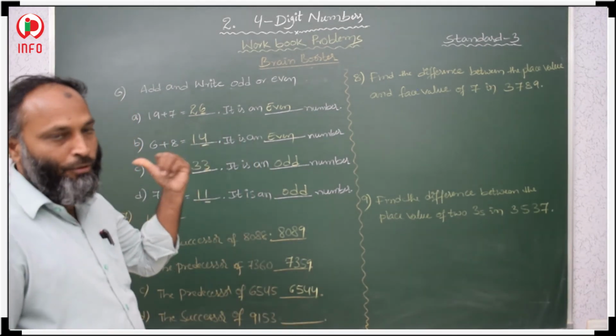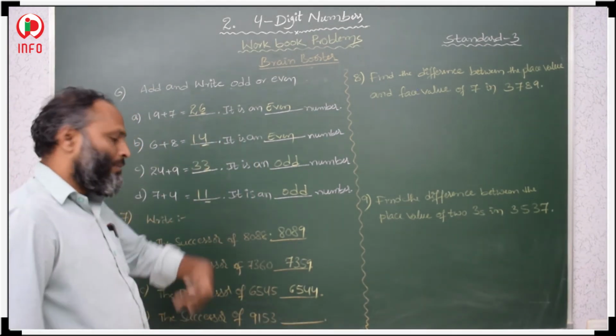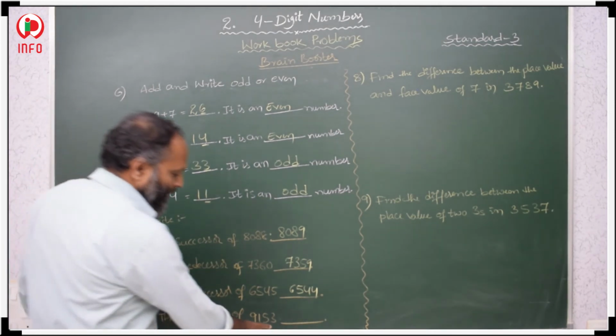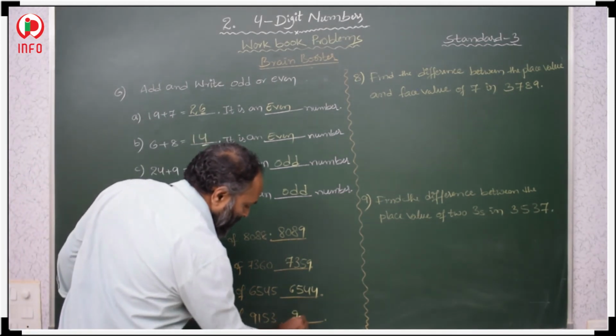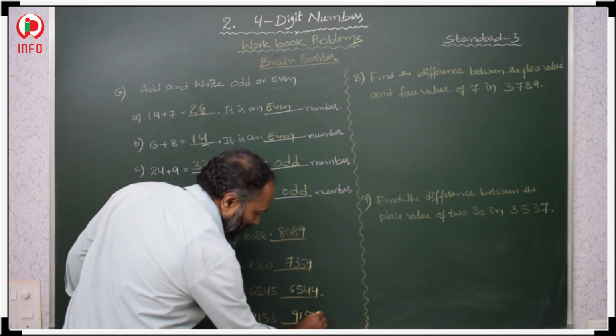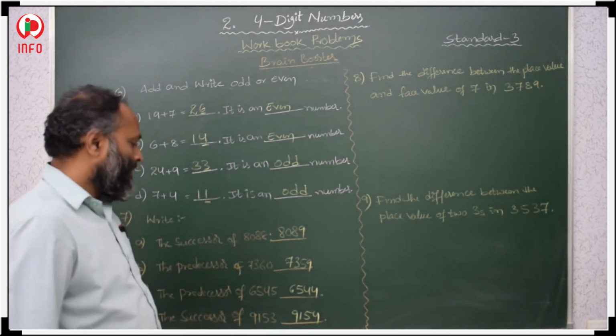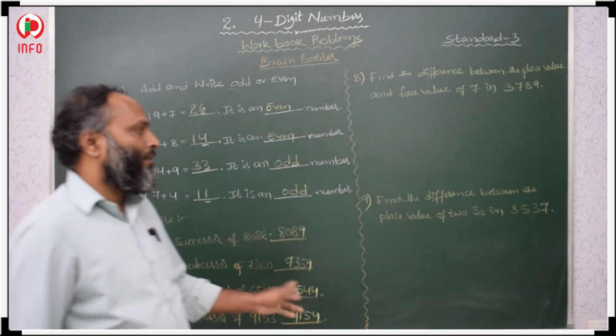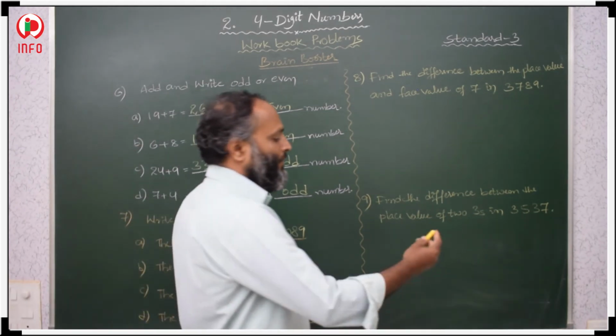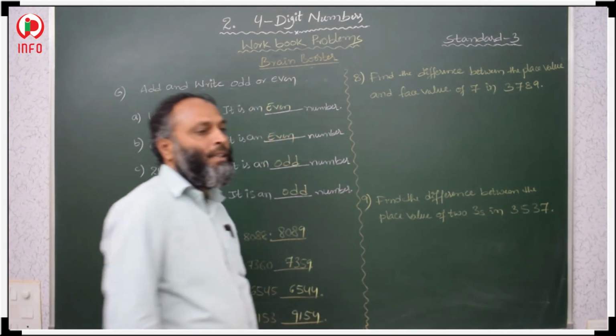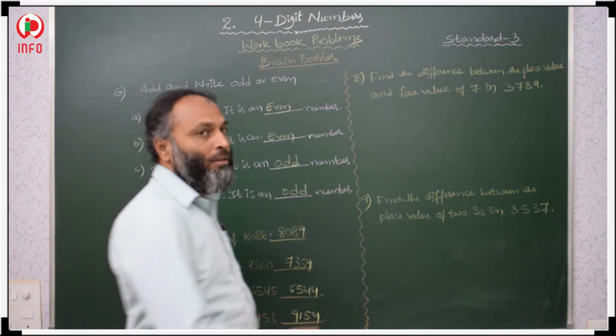Predecessor means the number before, and successor means the number after. 53, after is 54. That means 9,154. This is the successor. Successor and predecessor we have to find in this way.